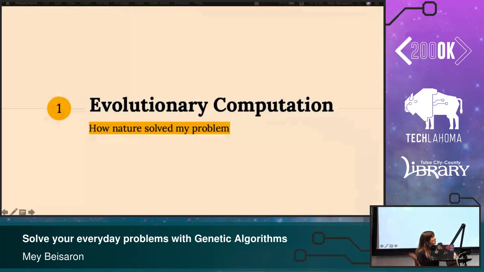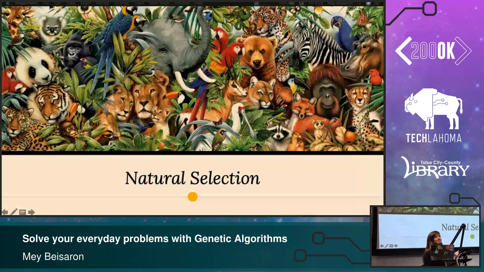So, ladies and gentlemen, I would like to talk about evolutionary computation, or how nature solved my problem. Let's start with natural selection. The theory of natural selection proposes that the plants and animals that live today on this planet are the result of millions of years of adaptation to the environment's demands.